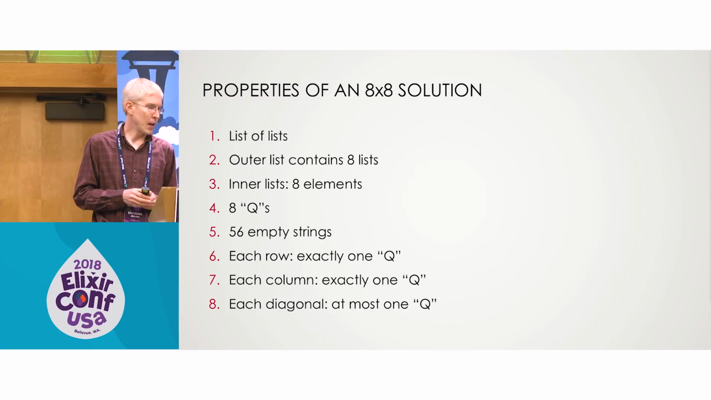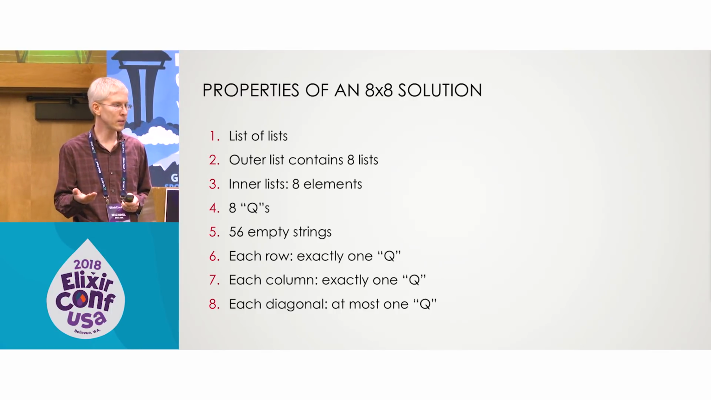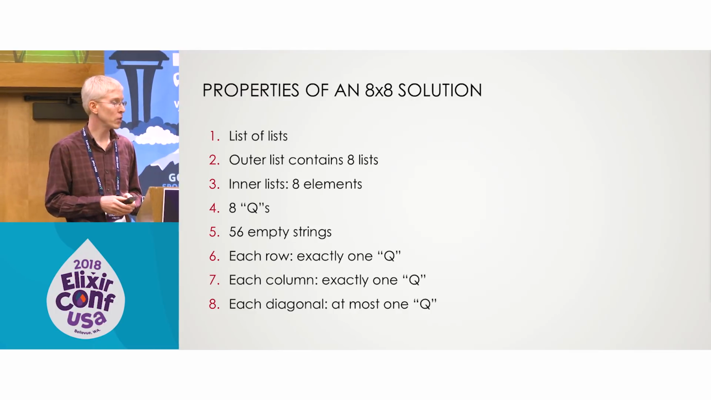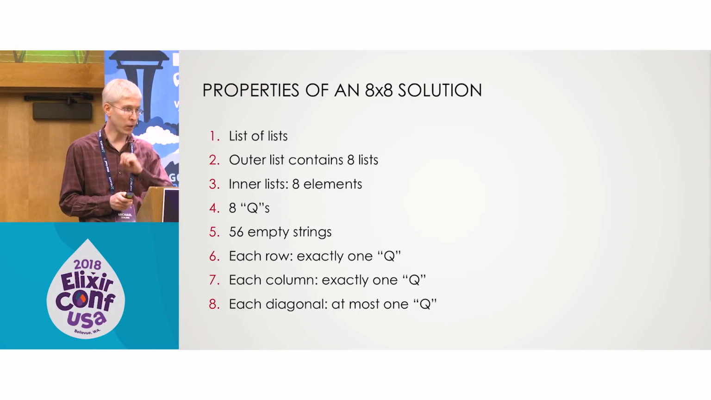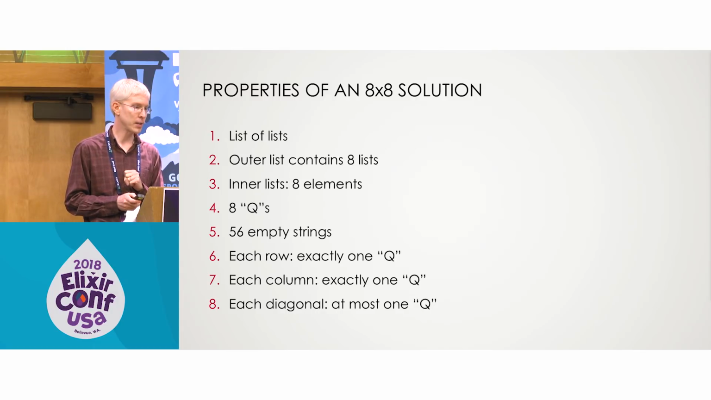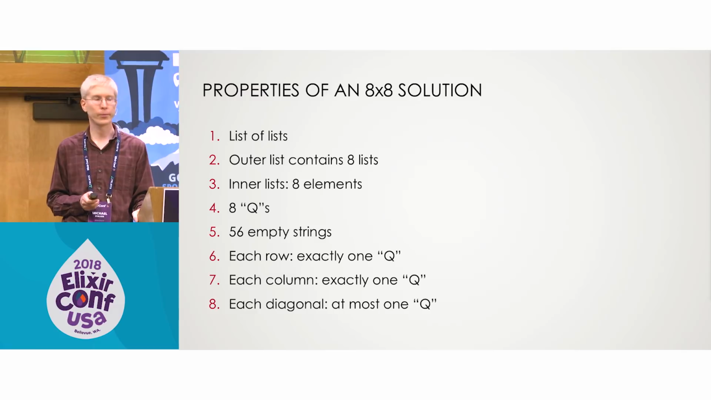So the properties of an 8x8 solution: we've got a list of lists. An outer list contains 8 lists. The inner lists have 8 elements each. We have 8 queens and 56 empty strings. Each row will have exactly 1 queen. Each column will have exactly 1 queen. And each diagonal will have at most 1 queen.